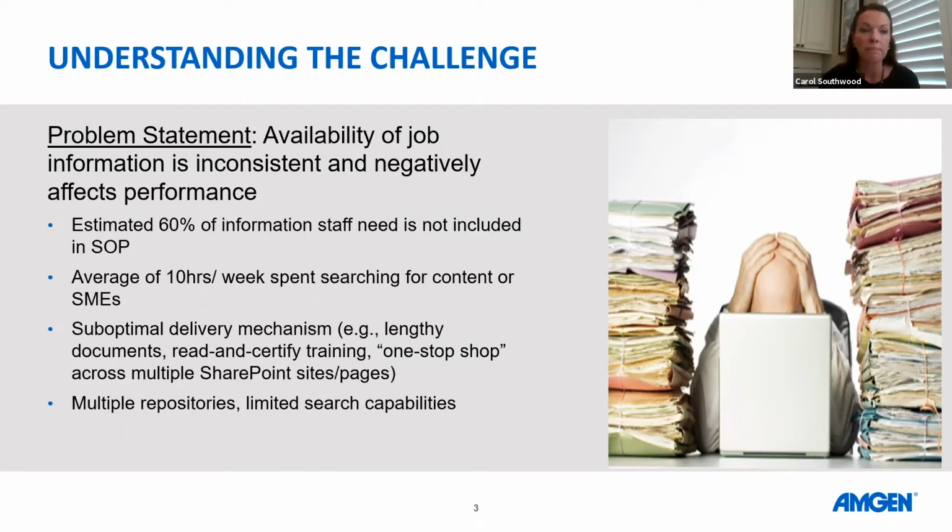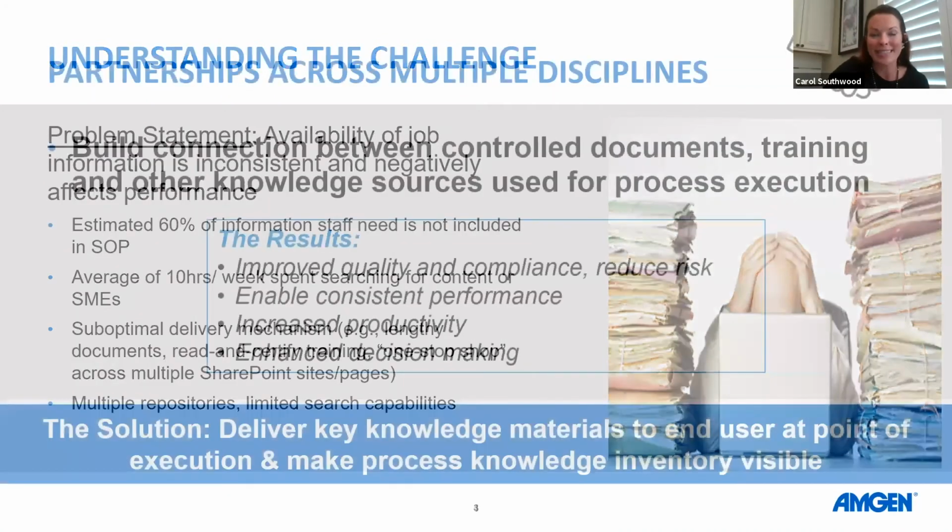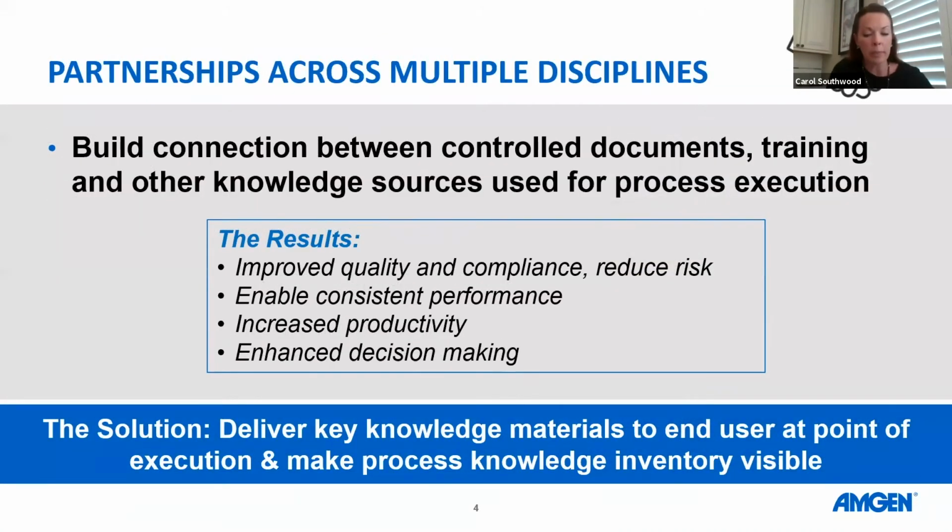And 60% of the information that those individuals were looking for was not actually included in the standard operating procedure, the SOP. So it boiled down to our problem statement here, which is that the availability or lack thereof of the job information, it being inconsistent, negatively affects performance. So we set off to answer the question of what do we do about that?